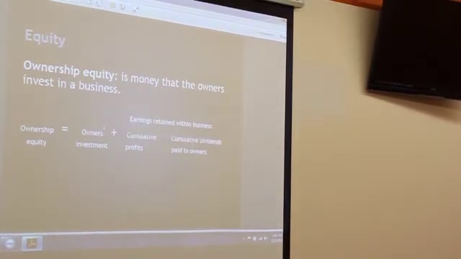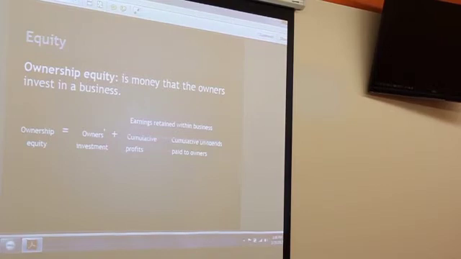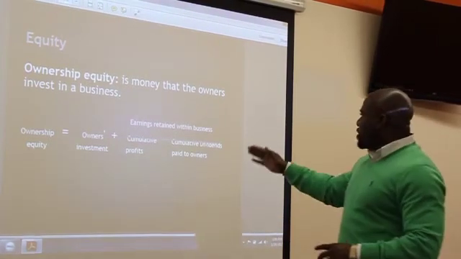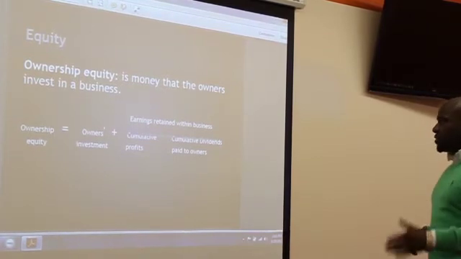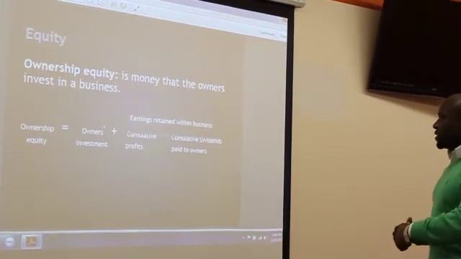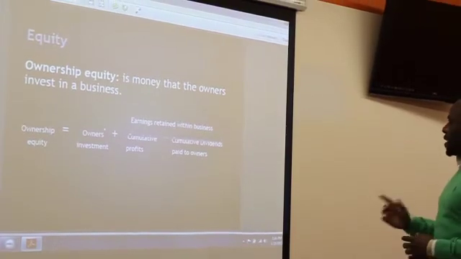Equity. Ownership equity is the money that owners invest into a business. So, earnings retained with the business. Ownership equity equals owner's investment plus cumulative profits minus cumulative dividends paid to owners.